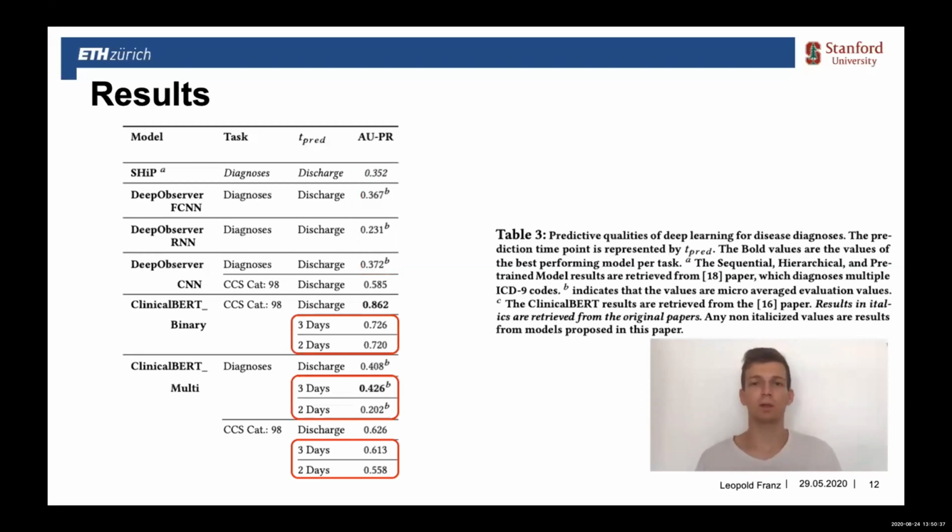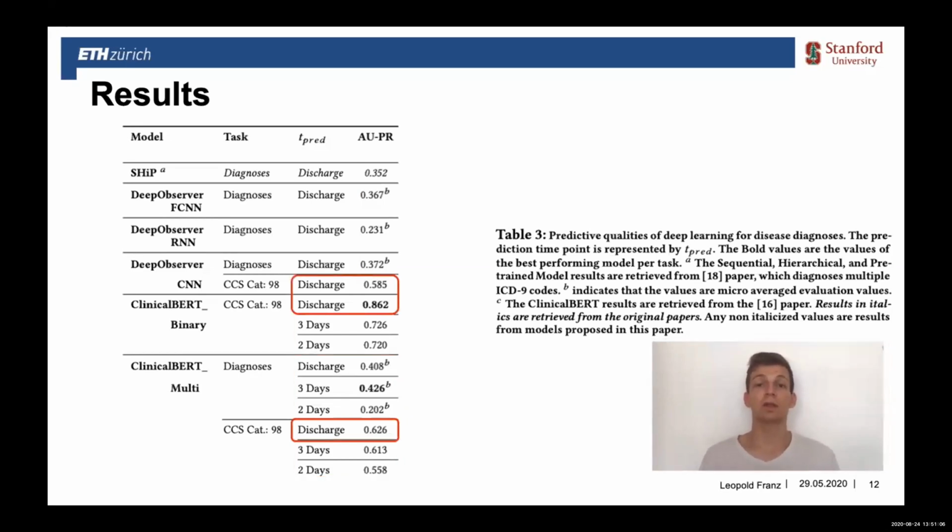Now, as a second experiment, we verified that the more information the model gets, the better it performs. Here we compare the clinical bird multi-model and the clinical bird binary model when feeding these models with the reports from the first 2 days compared to the first 3 days. We can see that every time the model improves when it receives more data, also receiving the data from the 3rd day of the admission.